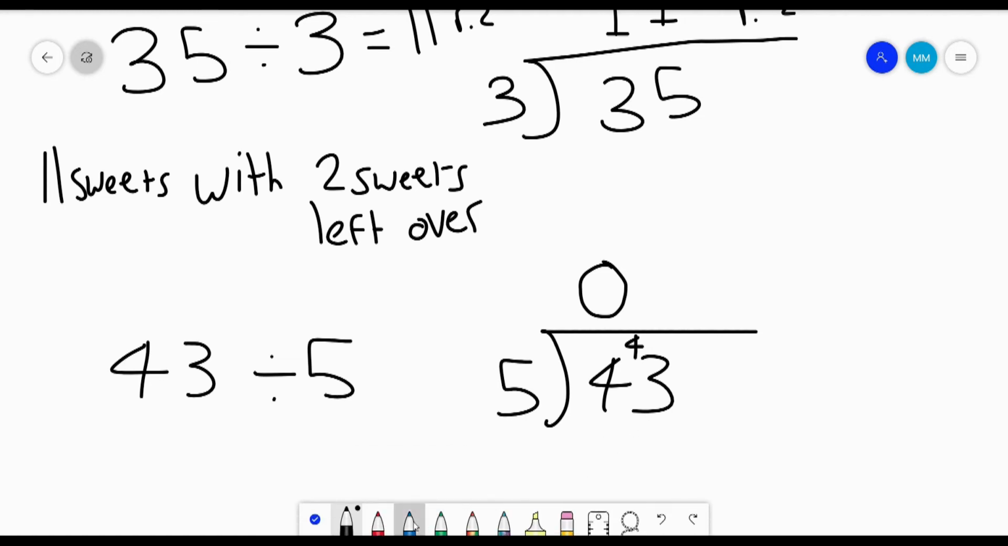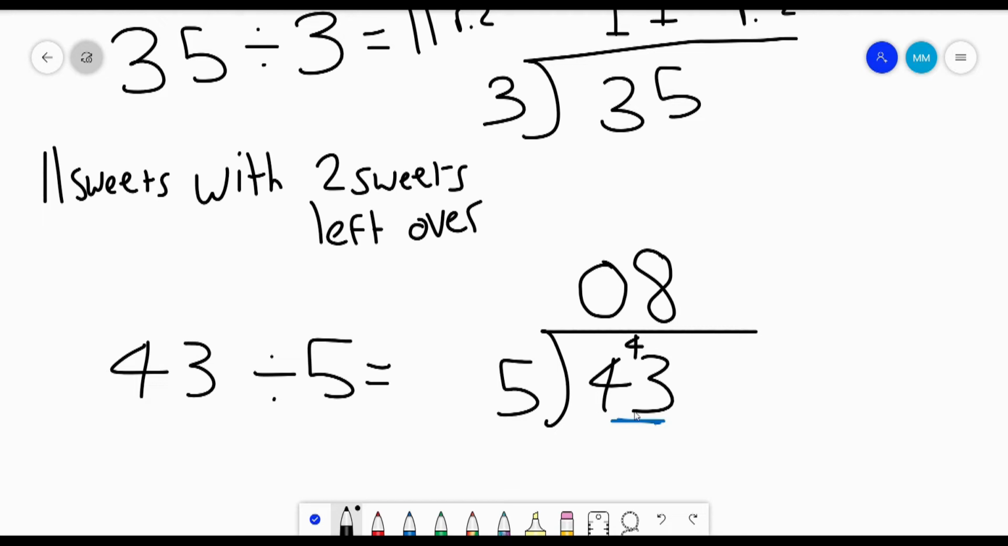This number here does not read 3 anymore. This reads 43. How many 5s are there in 43? Well, I know that 8 5s are 40 with 3 left over. So we put 8. Now, I want a decimal answer here. I don't want a remainder. So we've got 3 left over.